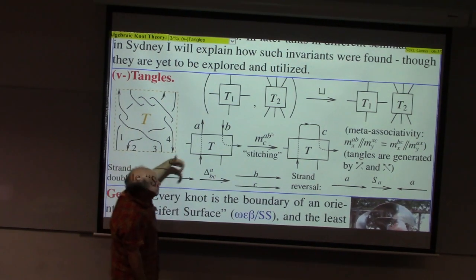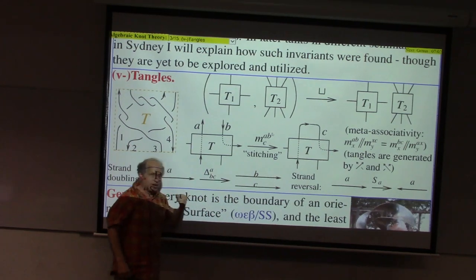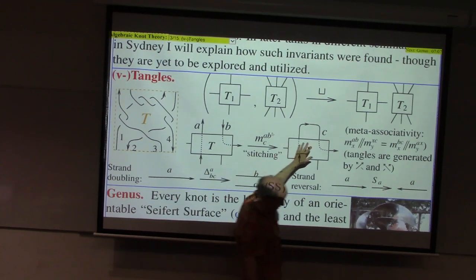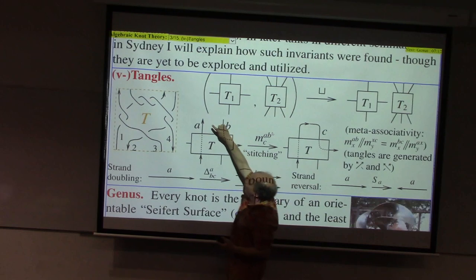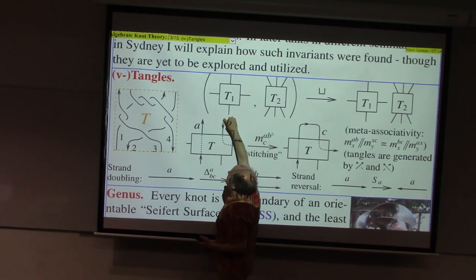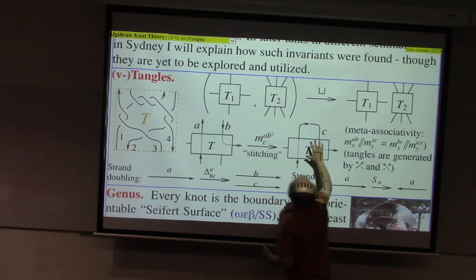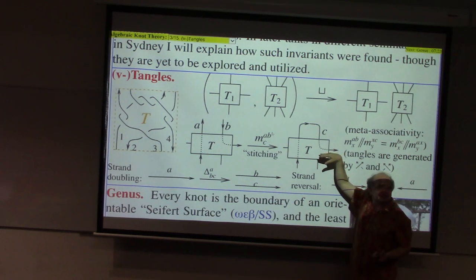Okay? Then there is the operation MABC called stitching. And it's a unary operation. It takes a single tangle and it outputs a single tangle, and the new tangle is obtained by connecting the head of A to the tail of B outside of the mess, and renaming the resulting single component C. So you get a tangle with one component less, and it looks like this, okay?